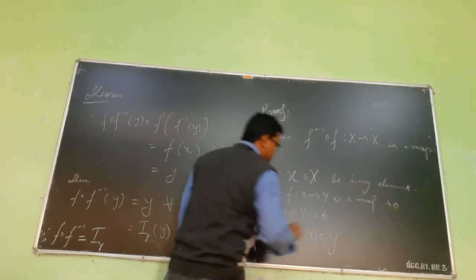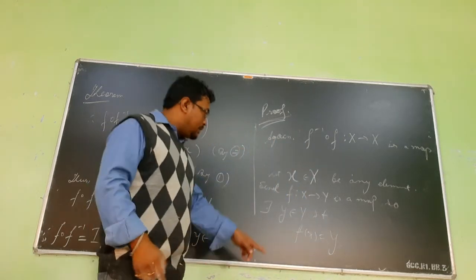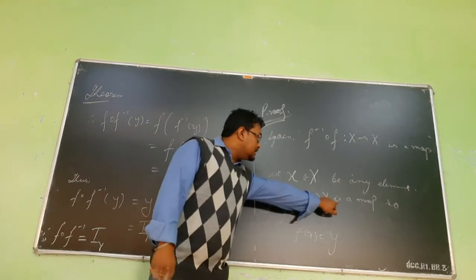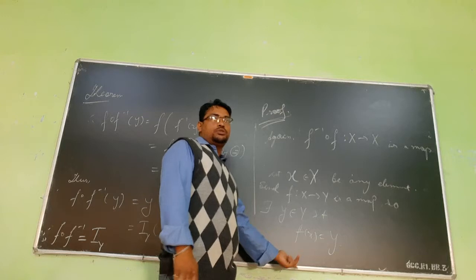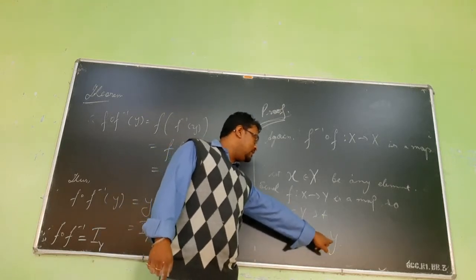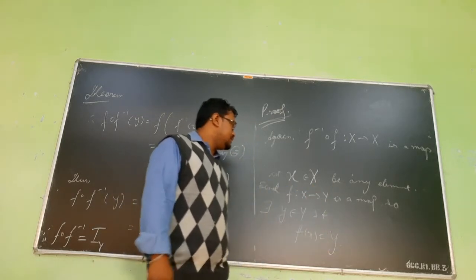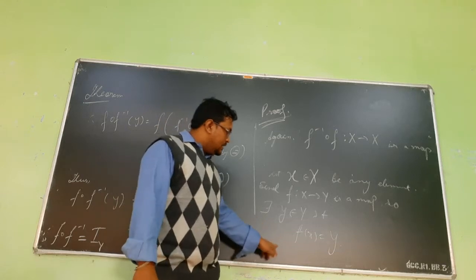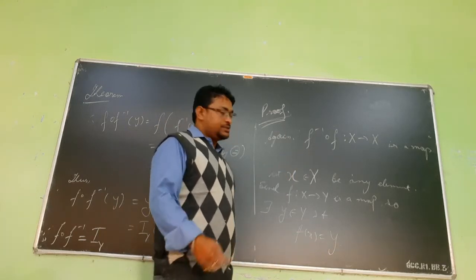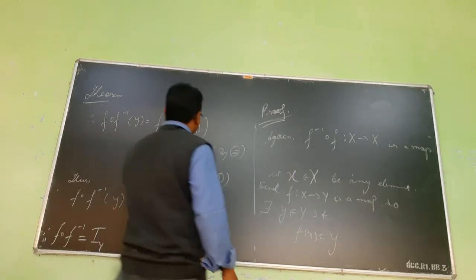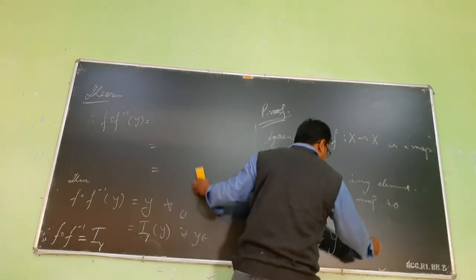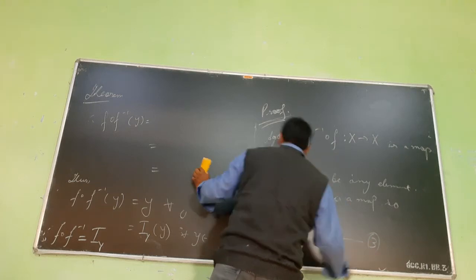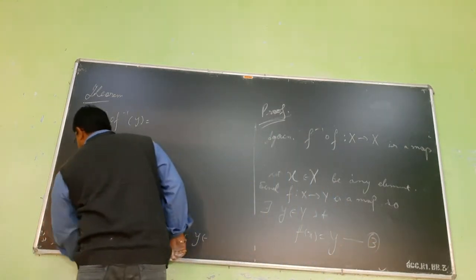Now I will apply the concept that it is a bijection. Since it is a bijection, by definition of inverse, to get this element y I just need that it is a function. Next, to get the inverse I need that it is a bijection. So f(x) equal to y. Let us write this as 1, 2, 3. The parts are different.